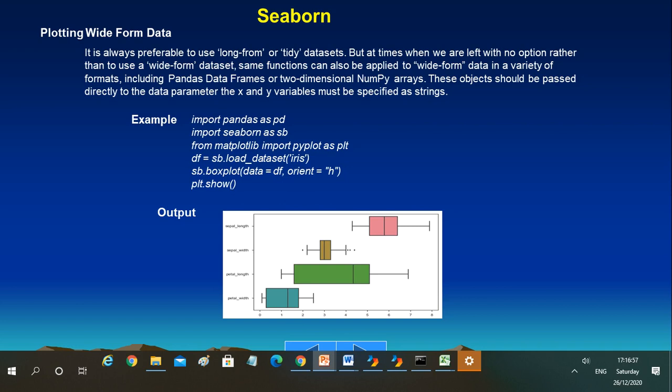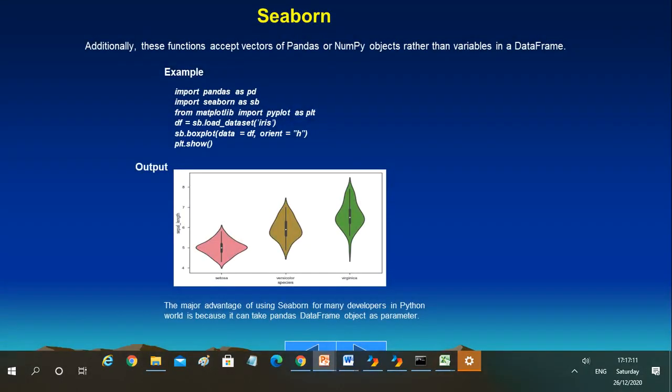Orientation is horizontal. Now why is it horizontal? Because we want it like that. That is why the graph that you are seeing is also oriented horizontally. And plt.show, so you will get the box plot like this, horizontally oriented.